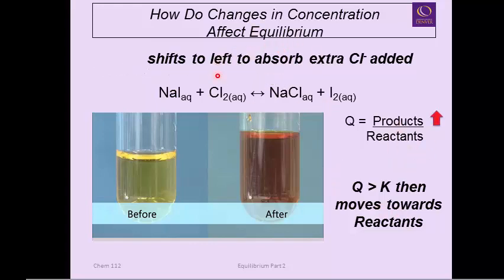Where's the stress? Stress is on products. How does it relieve it? By moving back towards reactants.